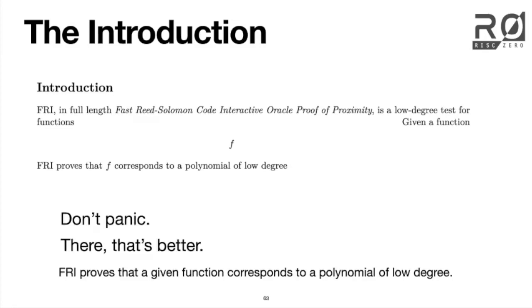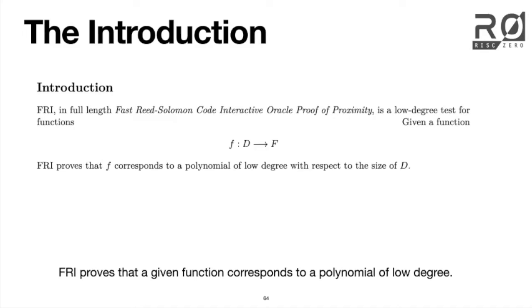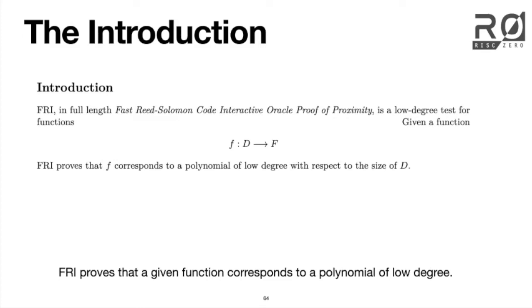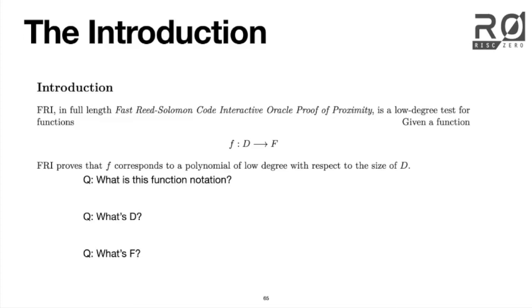maybe it's easier if I take away some of the harder words. What FRI does, given a function called f, FRI proves that f corresponds to a polynomial of low degree. And this word corresponds means is close to rather than is exactly the same as. Bringing in a little bit more language, it's not just low degree, it's low degree with respect to the size of D.